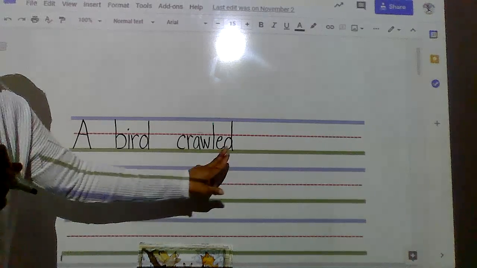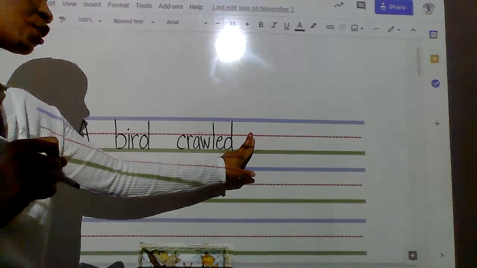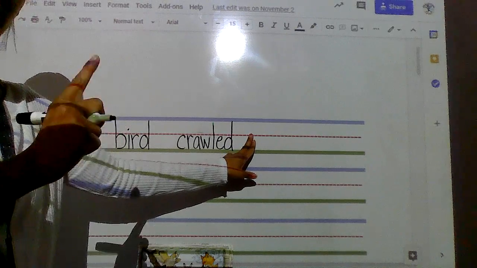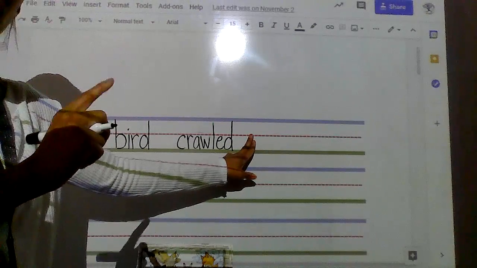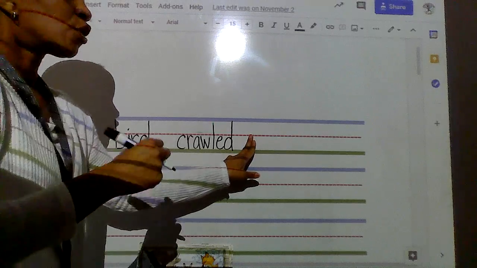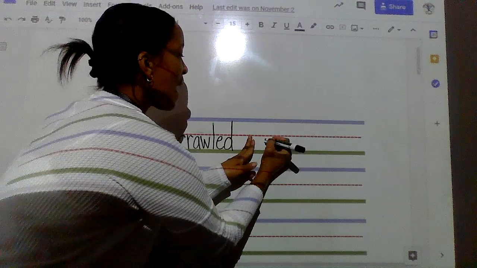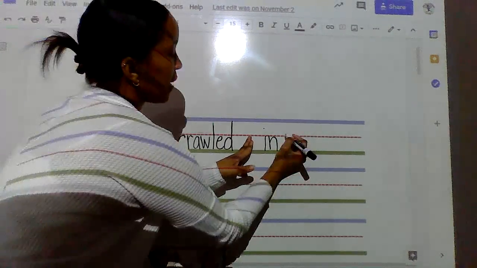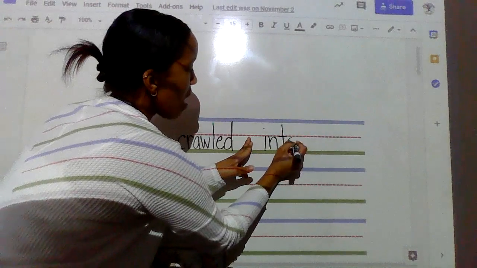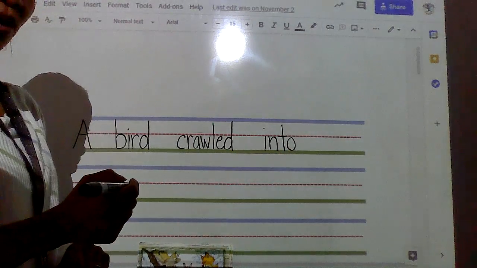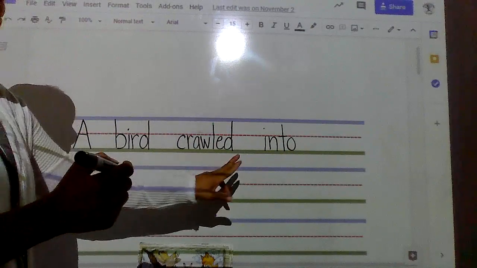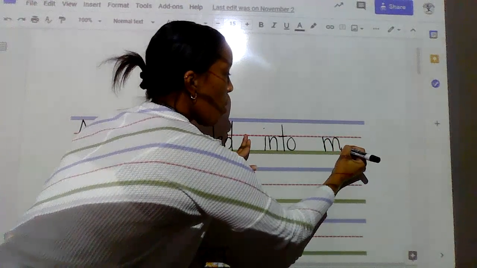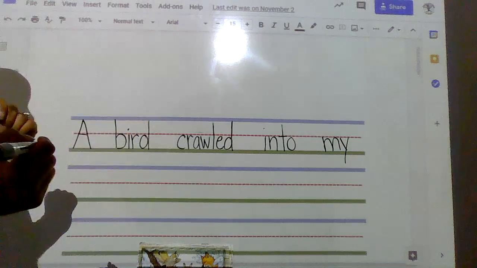A bird crawled into. Into is an easy word because it's what we call a compound word. So it's two words that make one word. And both parts of that word are power words. So we know the word in. Yell it out. I. N. And we know the word to. T. O. Into. Look at that power word. Into. My. Another power word. Scream it out. M. Y.